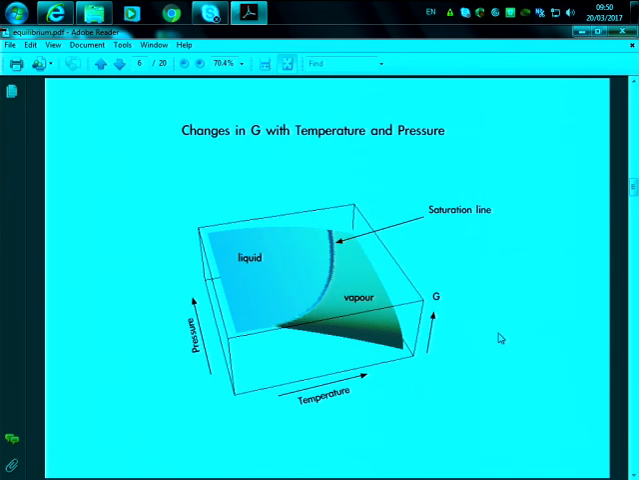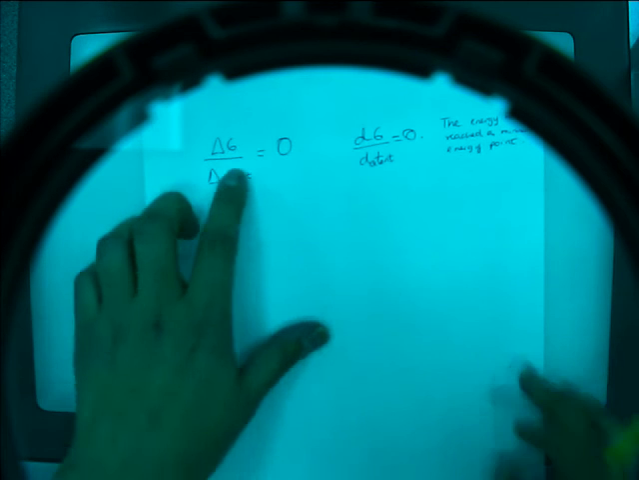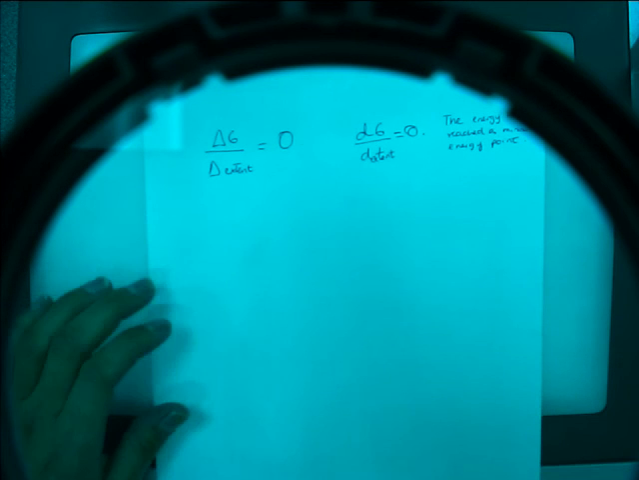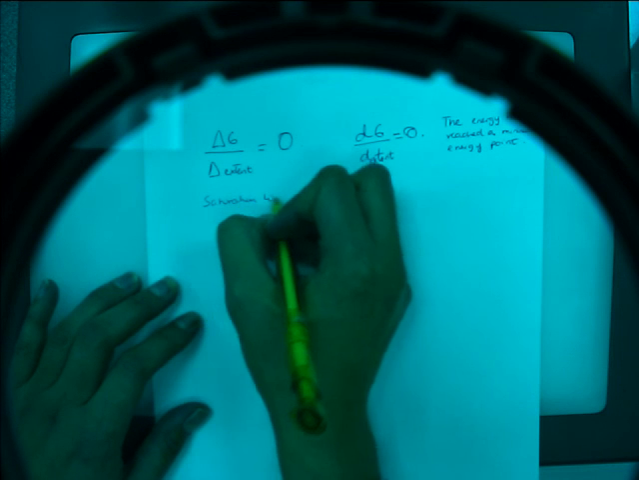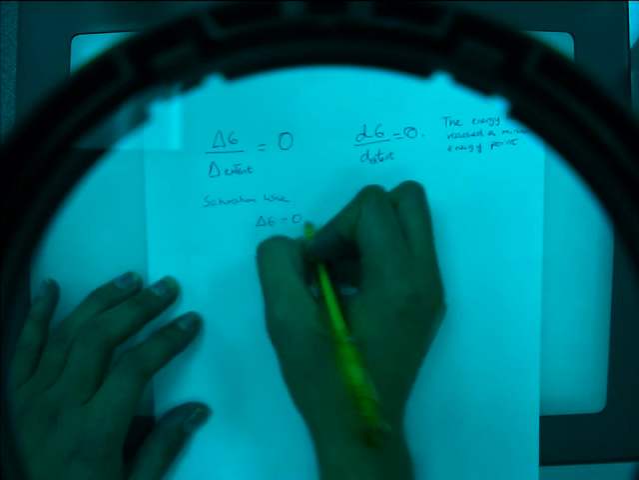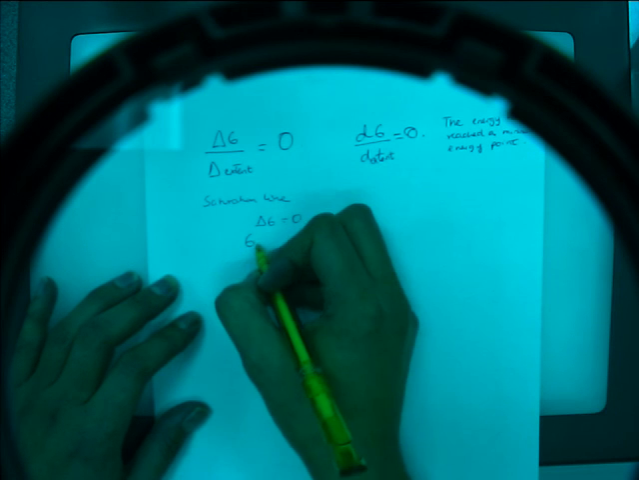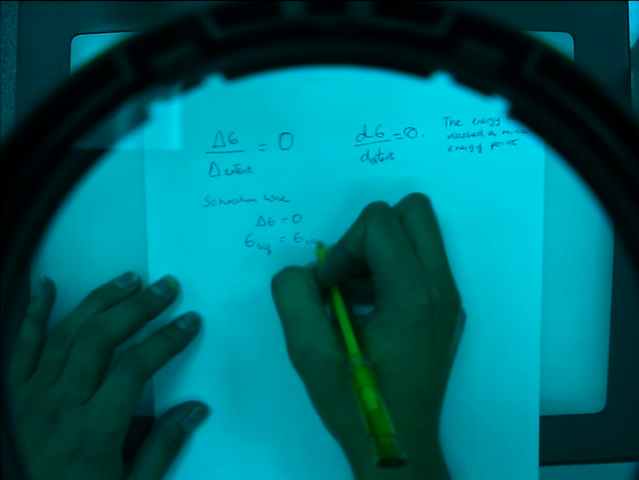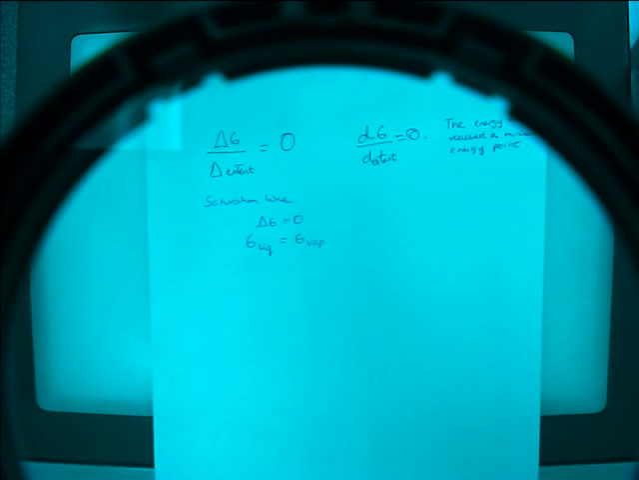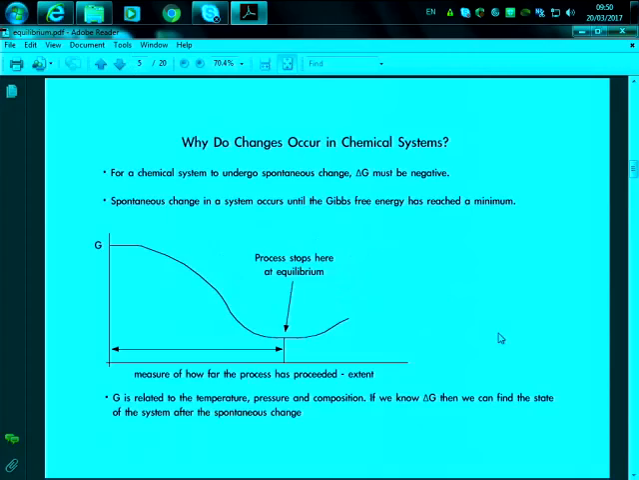So if we stick to what we have said, that delta G in the saturation line will be equal to 0. That will mean that in the saturation line, the Gibbs free energy of the liquid will be equal to the Gibbs free energy of the vapor. And that's basically how we define the equilibrium process.